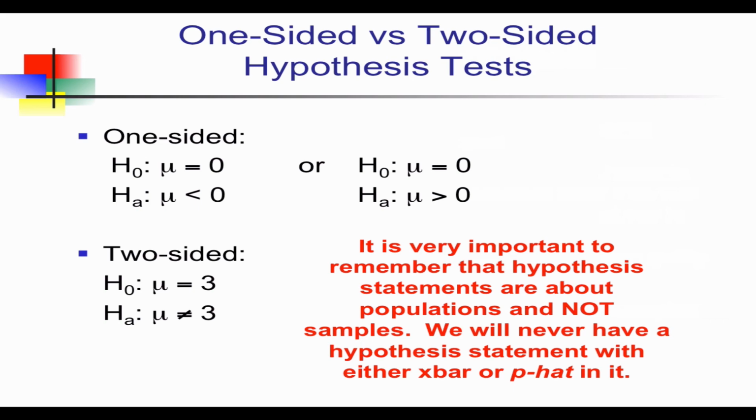And to re-emphasize, when you put hypotheses in symbols, remember that the null and the alternative hypothesis are always about the population parameter. So here we use mu. If you see my null hypothesis is x bar equals 0, and my alternative is x bar is not equal to 0, this is essentially wrong because x bar refers to the sample.